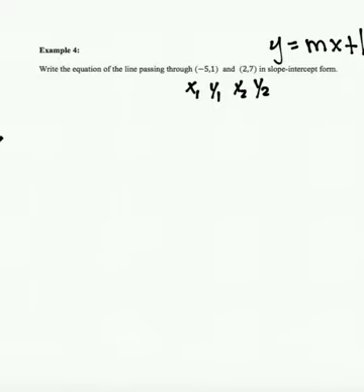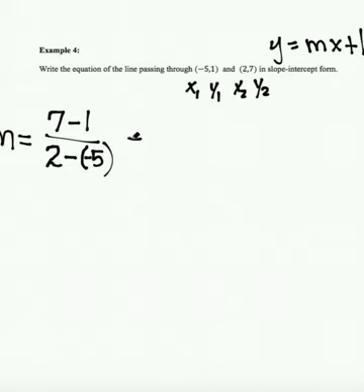Then I'm going to find the slope. Slope formula is m equals my y2, which is 7, minus my y1, divided by my x2, which is 2, minus my x1, so minus -5. And let's go ahead and simplify that. 7 minus 1 is 6, and 2 minus a -5, we know it means plus, so 2 plus 5 is 7. Okay, so that again is step 1.